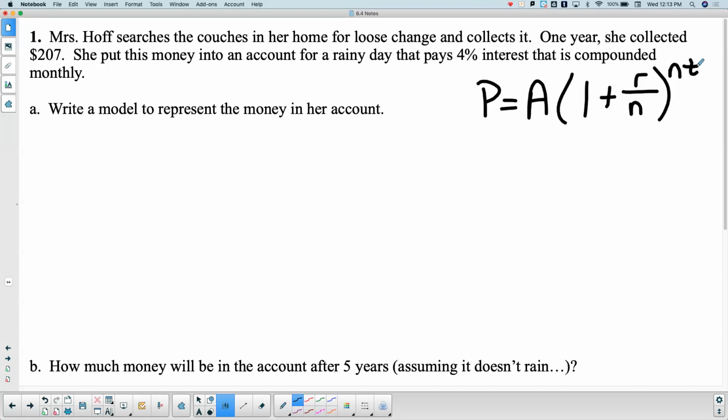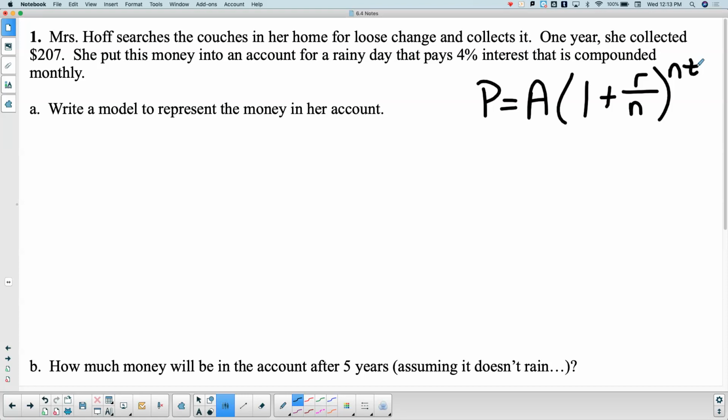So we need to write a model that represents, yes ma'am? So, for this, since it's compounded monthly, it's by years, would it be 1 or would it be... Well, how many months are in a year? 12. So N would be 12. Yep.